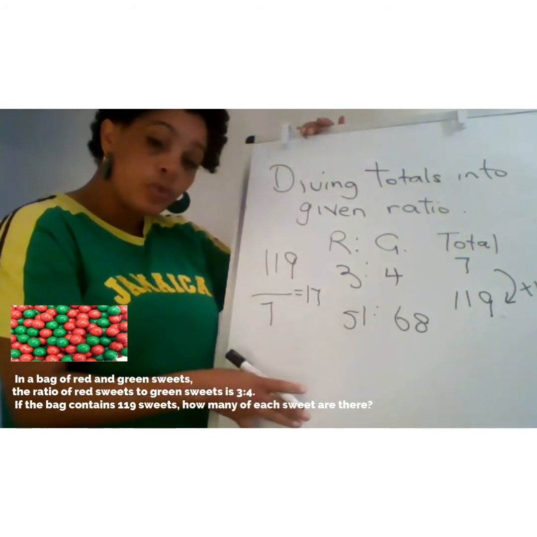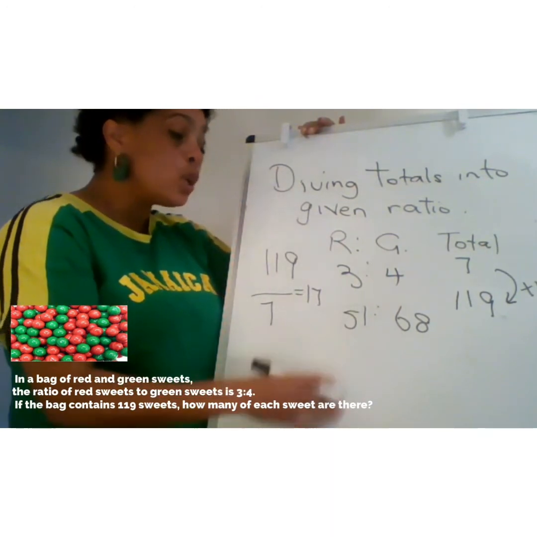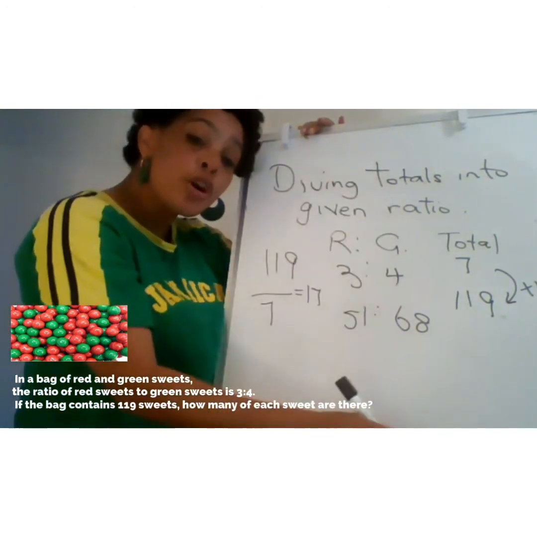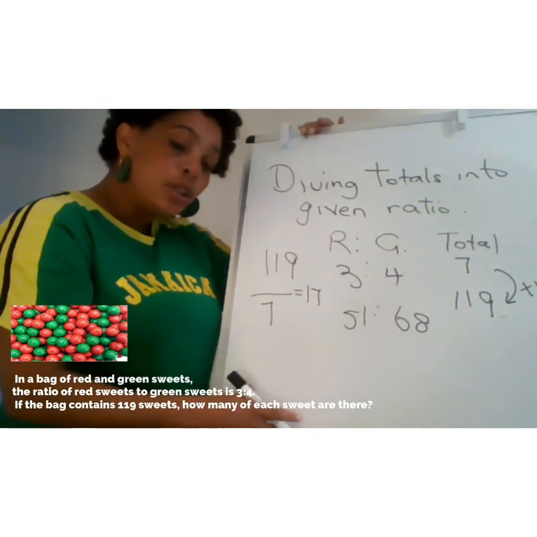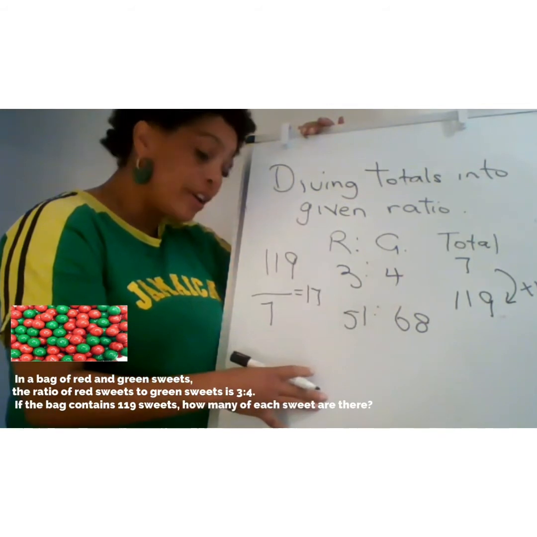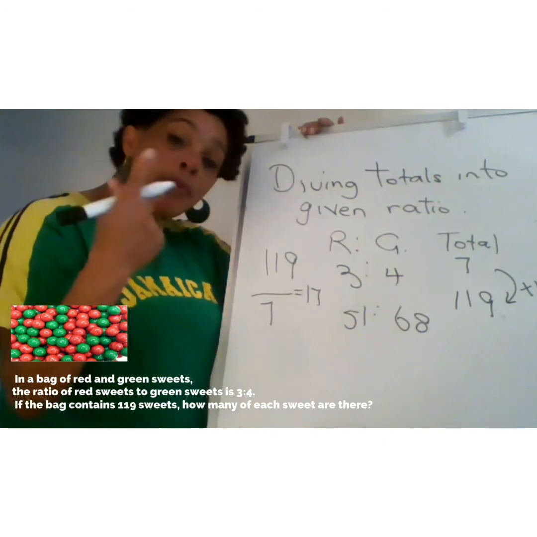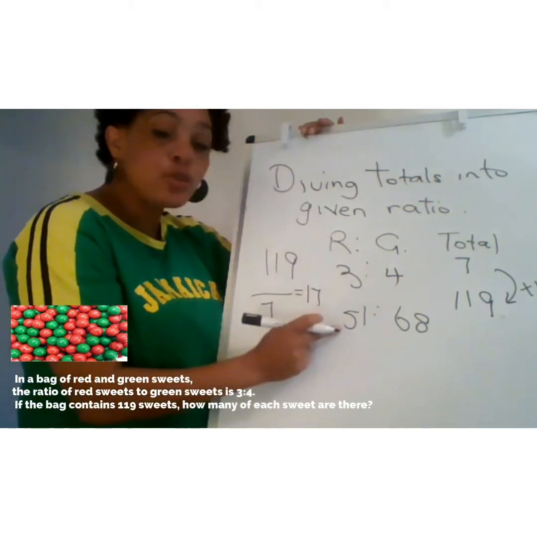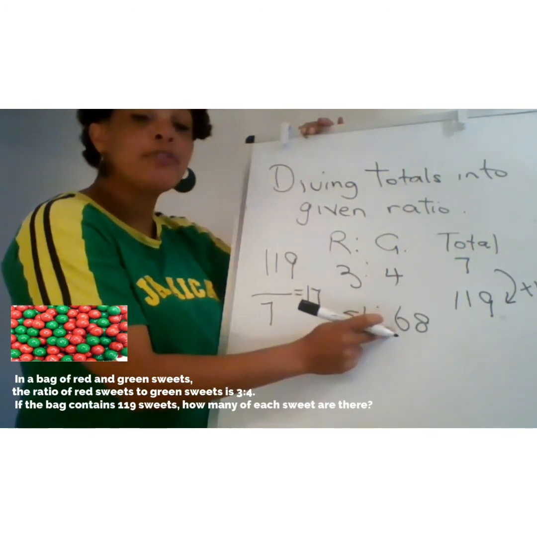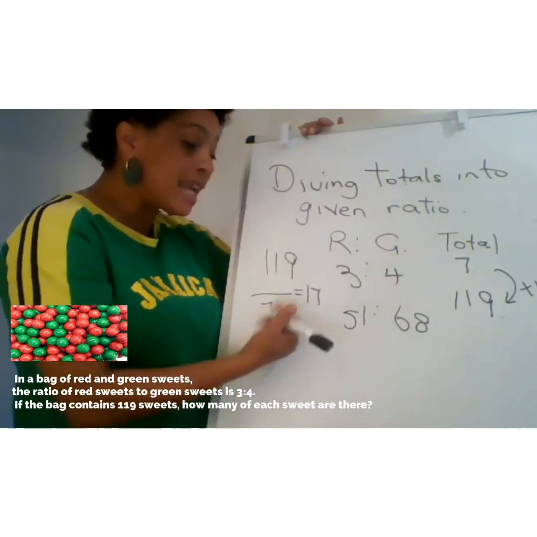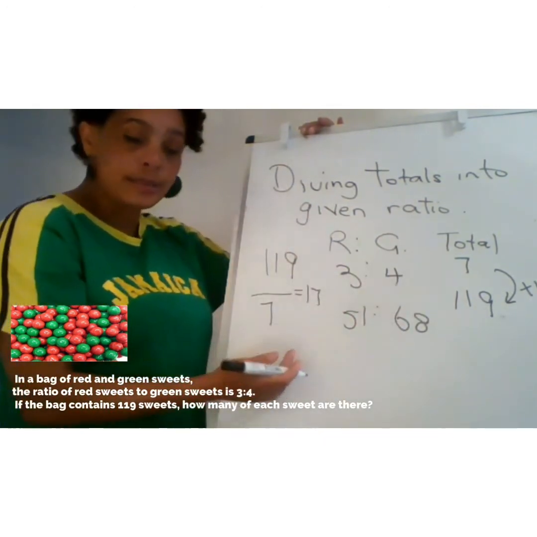So again, what we do in this case, we're sharing 119 sweets. We're sharing it in the ratio of 3 to 4. So if I add 3 and 4 together, it is 7. 119 divided by 7 is 17. That means 1 part is 17. 3 parts would be 17 times 3, which is 51. 4 parts would be 17 times 4, which is 68. It means then that there are 51 red and 68 greens.